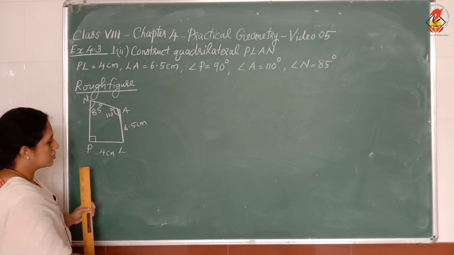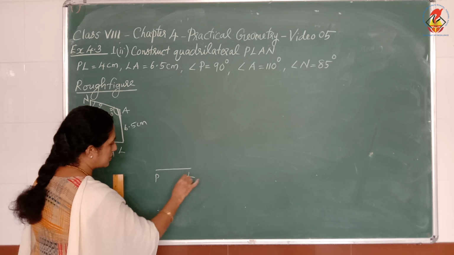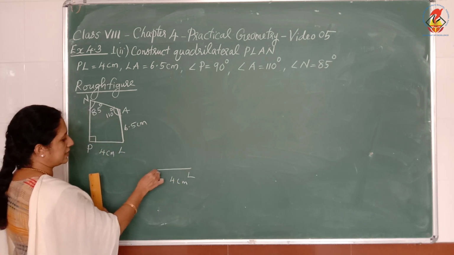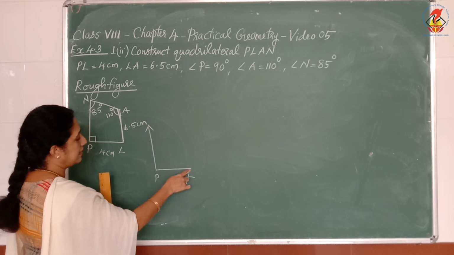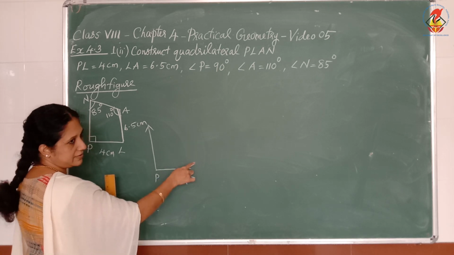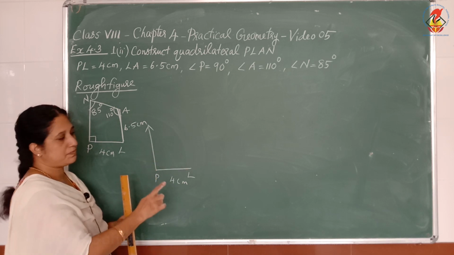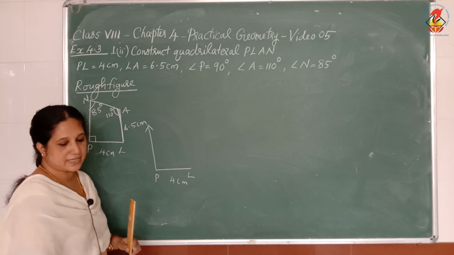Not possible. So suppose you started with PL 4 centimeter, angle P is 90 degree. So you will get a ray like this. Then what about L? Angle L is not given. So we cannot do anything here. We cannot continue. So if we know this angle, we can do the construction.